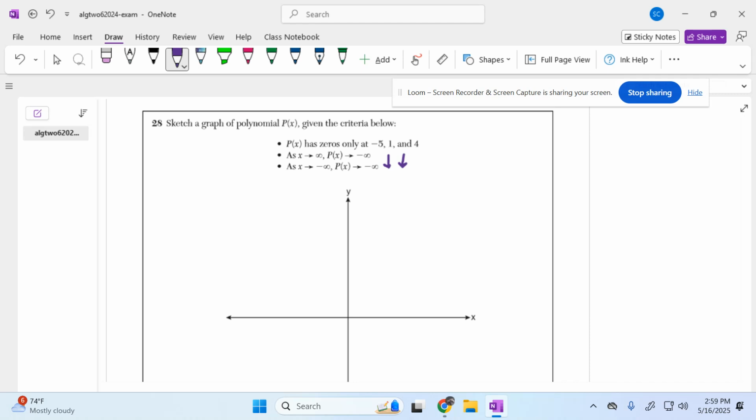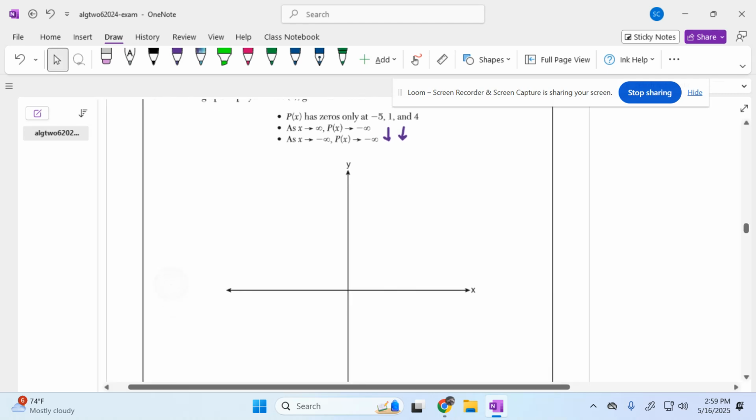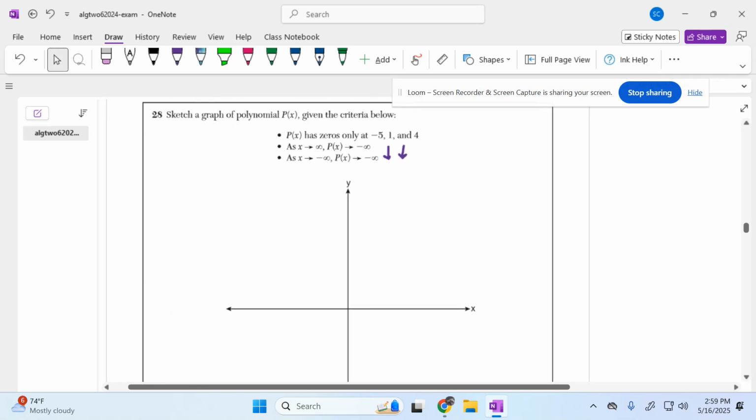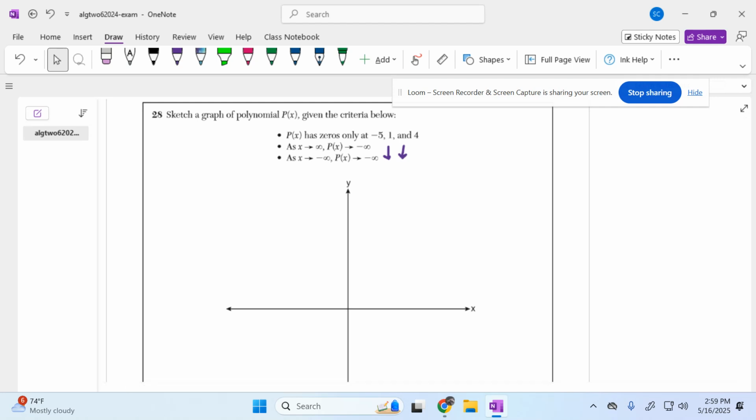Well, that tells us that it's going to have an even degree, which means there has to be 4 zeros. That tells us one of these 3 zeros has to be happening more than once, or twice. So one of these has to have a multiplicity of 2. It's pretty wide open and vague. It could be any of them.